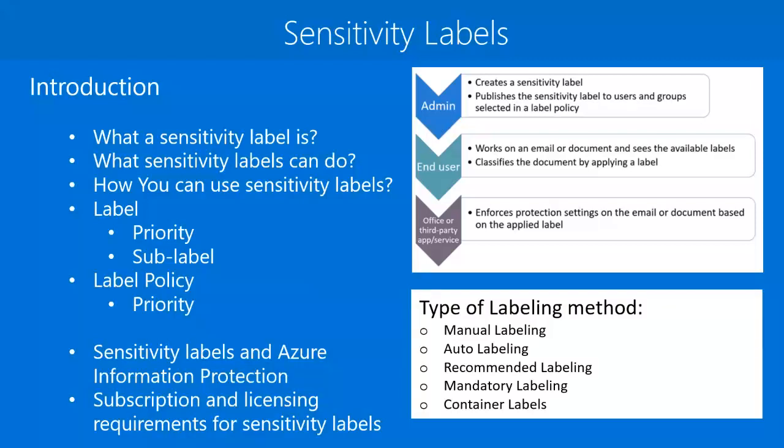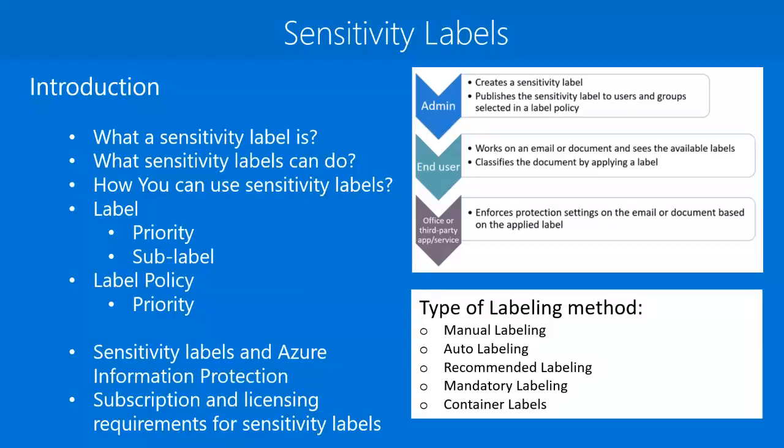The next one is recommended labeling. Recommended labeling is an option when administrator creates a sensitivity label, they get an option where they can define that label as a recommended label based on the criteria. For example, if you define a particular sensitivity label as a recommended label based on certain criteria, if the document contains that particular keyword in that particular document or email, it will give a mail tip to a user to automatically apply that particular label.